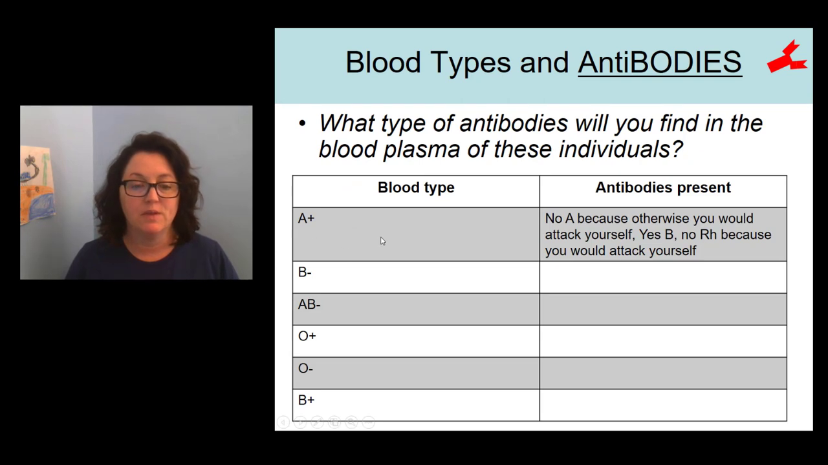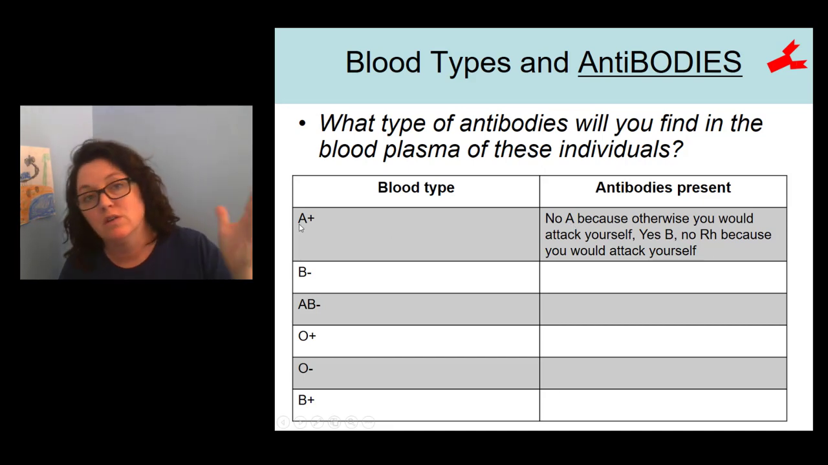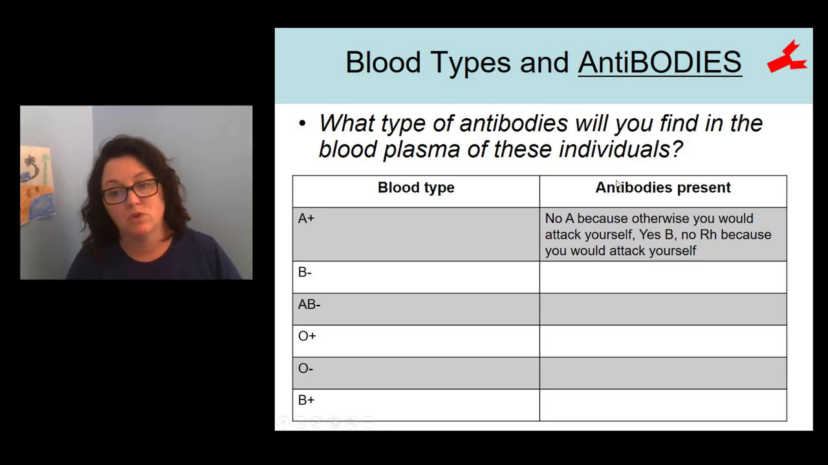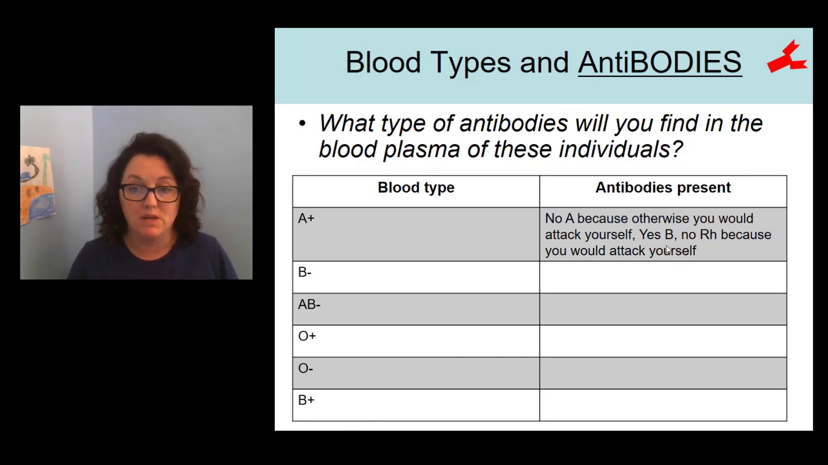Let's take a look at that. If someone is A positive, what kind of antibodies will they have? Well, they're not going to have any A antibodies, because if they had A antibodies, the A antibodies would bind to the A antigen, killing their red blood cells. Okay. They are going to have B antibodies, right? Because they don't have the self antigen B, so they will make B antibodies.